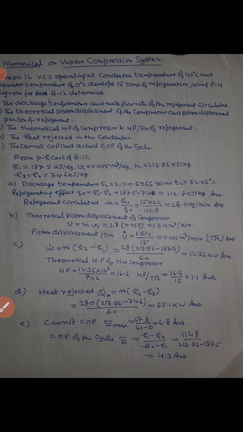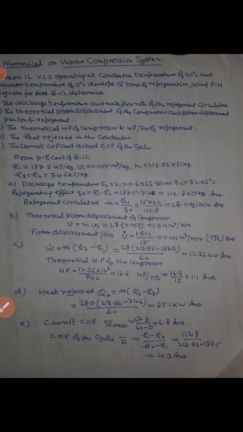Now one example I am going to tell you. Freon 12 vapor compression system operating at condenser temperature of 40 degree centigrade and evaporator temperature of 0 degree centigrade. Those condenser and evaporator temperatures are given, 40 degree and 0 degree centigrade. It develops 15 tons of refrigeration in that condition of condenser temperature and evaporator temperature.